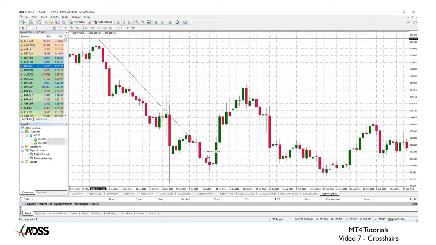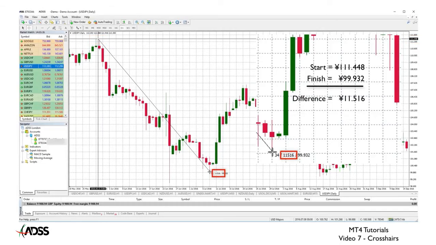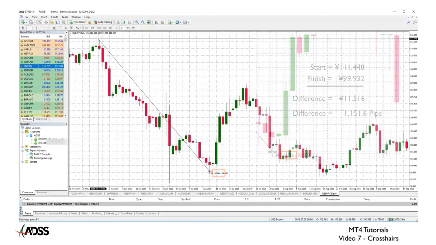If we look at the daily chart on dollar-yen, we can measure this bear run that lasted from May until July. Price fell from 111.448 yen to 99.932 yen, making a difference of 11.516 yen, or 1,151.6 pips. The figure on the crosshair says 11,516. Just as in our Eurodollar calculation, we need to remove 1 decimal place to get our figure in pips, or 3 decimal places to get our figure in yen.